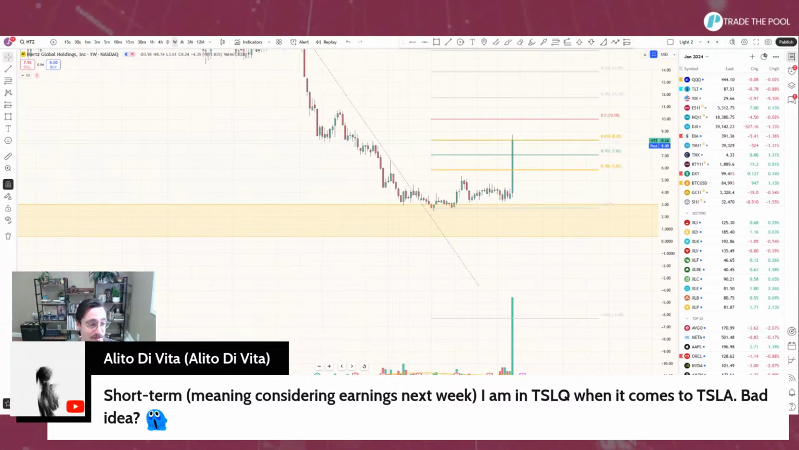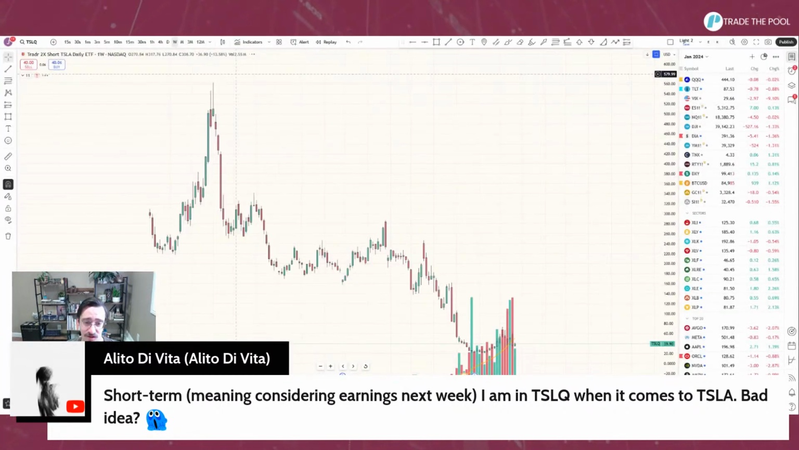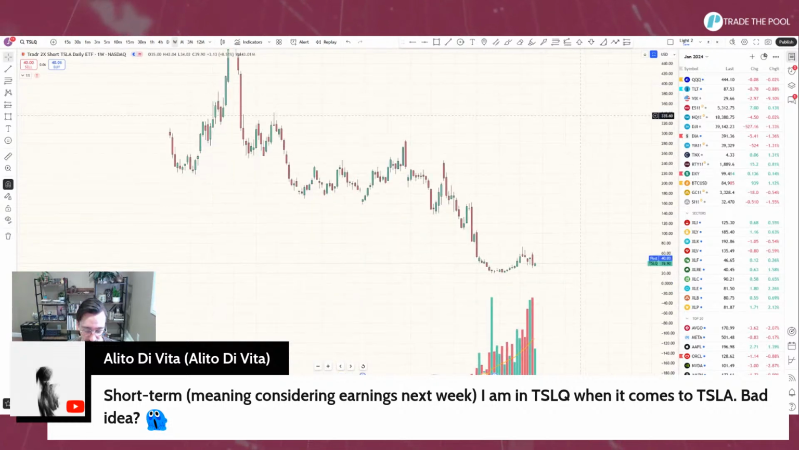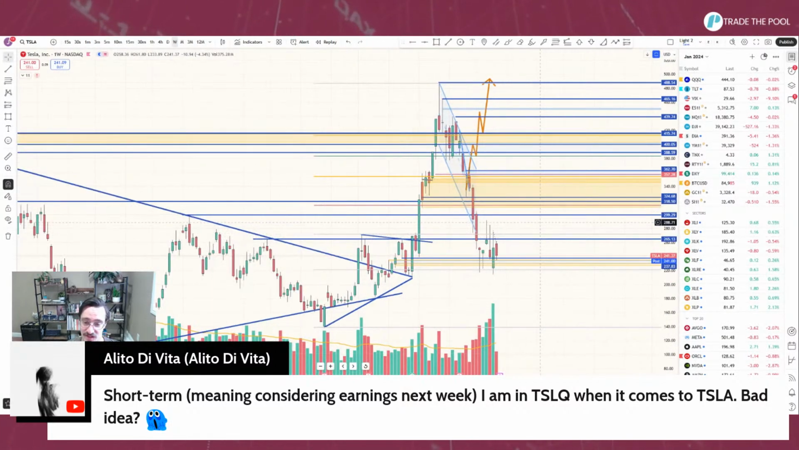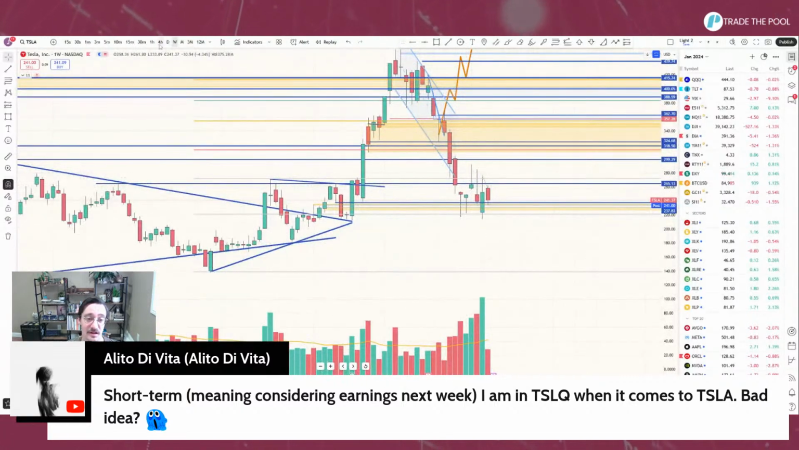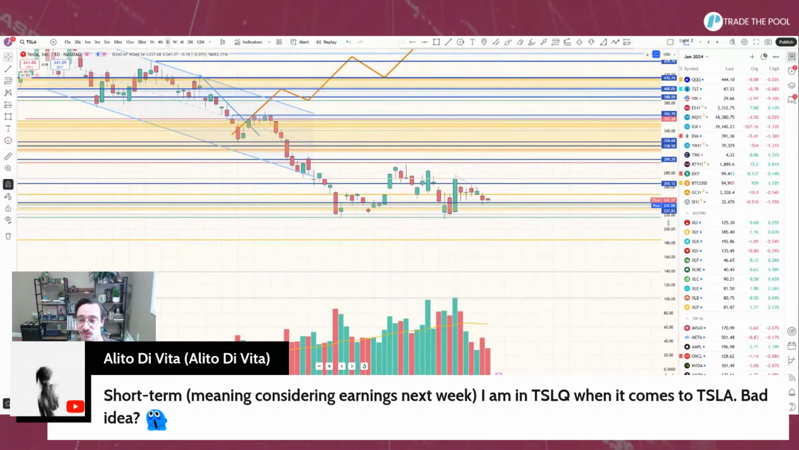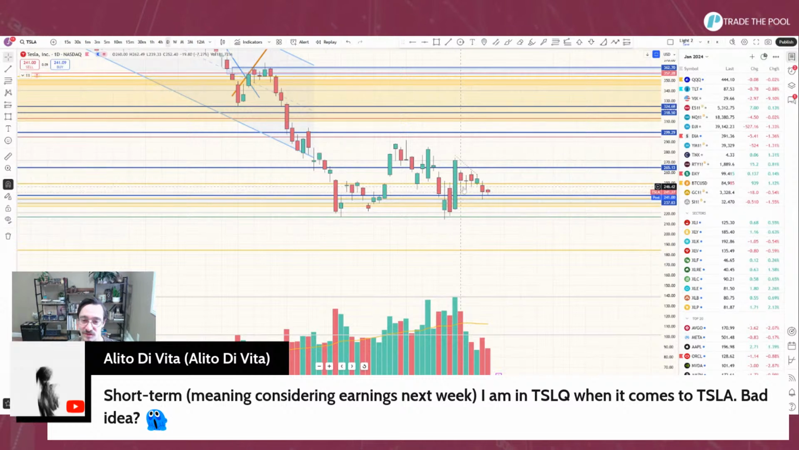Let's see. Short term, meaning considering earnings next week. I am in Tesla Q when it comes to Tesla. Bad idea. So Tesla is pretty contingent on news, and I am biased downside to the bearish side. I think we're putting in top wicks here. I think the daily was trying, and with these bottom wicks, I saw these 3 bottom wicks getting cut tighter and tighter, but then it broke down. Sure, it's posting another couple bottom wicks here, but I think that it's going to keep negotiating down and sweep these equal lows, take these stops out.